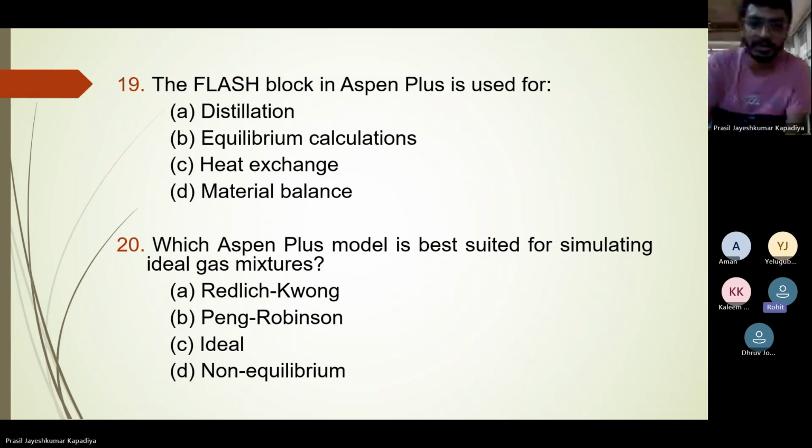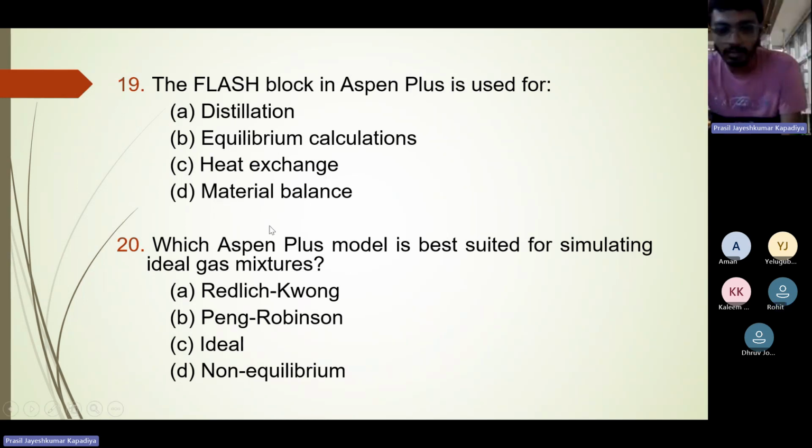Yes, I require this type of elaborate explanation. It's written ideal gas mixtures. There is no liquid. So if there is no liquid, why would we have Raoult's law? Raoult's law is for vapor liquid equilibrium, right?